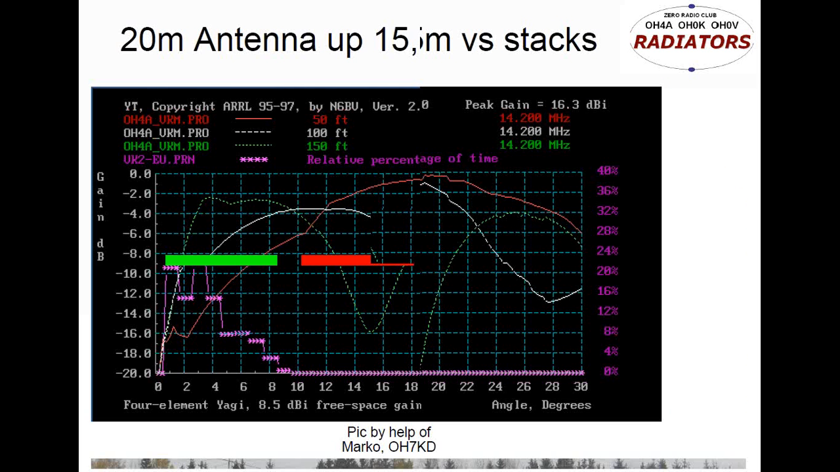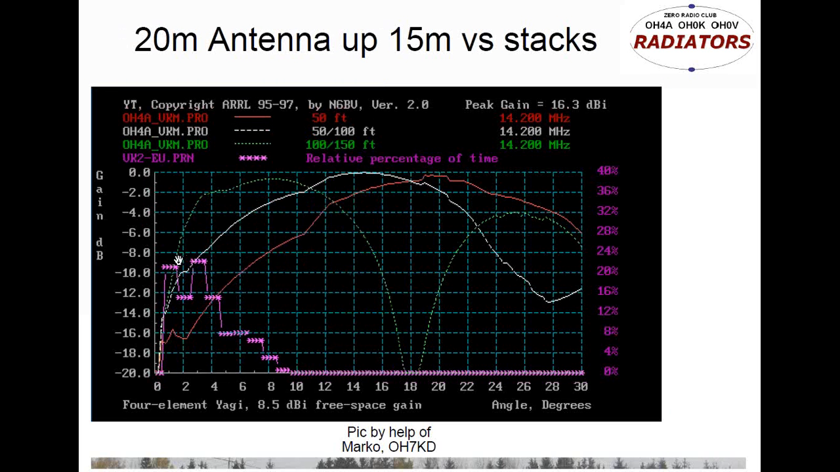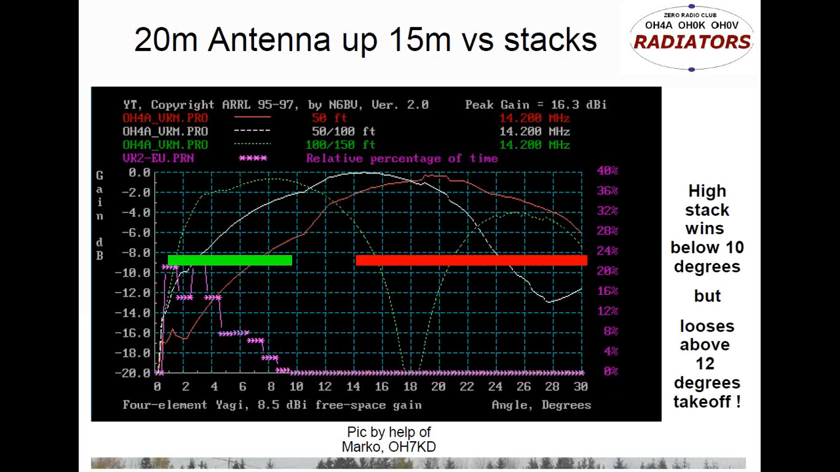And then if you stack, here is a high stack, this green dotted line now, and then here is this 15-meter high single antenna. And this is for real. So if I'm working Europe, this low antenna is about the same or much better than the stack. So the way I have arranged this at OH6LI is that I have a low antenna and I have a high stack.